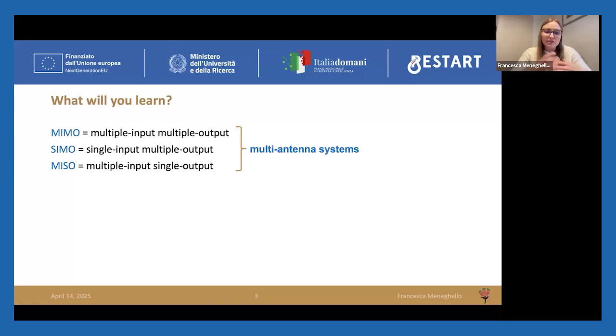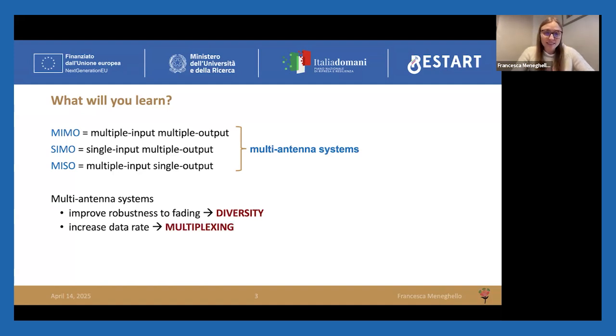So all these multi-antenna systems allow us to improve the performance of wireless networks, and specifically in 3 aspects. The first one is that they allow us to improve the robustness to fading by leveraging the diversity provided by the multiple antennas. Second, they allow us to increase the data rate by leveraging the multiplexing gain that we may have, increasing the number of antennas in the system. And third, they also allow us to reduce interference by using directionality.